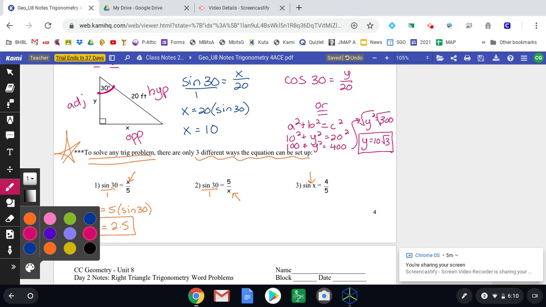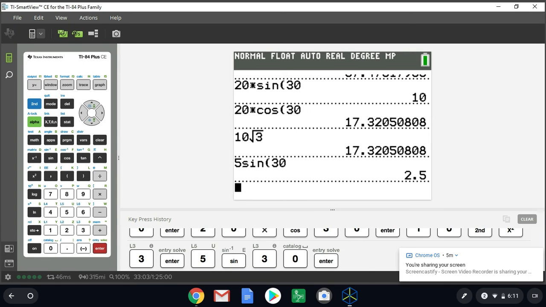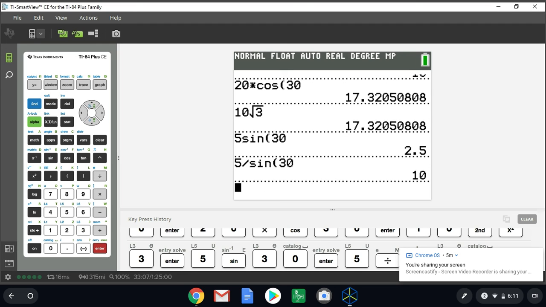If I happen to have it on the denominator. Okay, so this time when I cross multiply, I'd have 5 equals x times the sine of 30. And I want to get rid of the sine of 30. So divide by the sine of 30, divide by the sine of 30. These cancel. 5 divided by the sine of 30. I get 10.